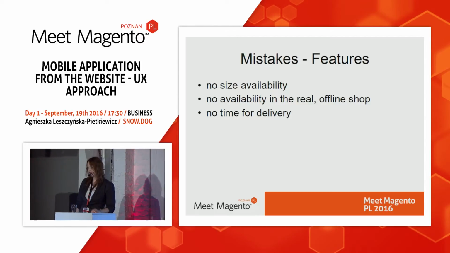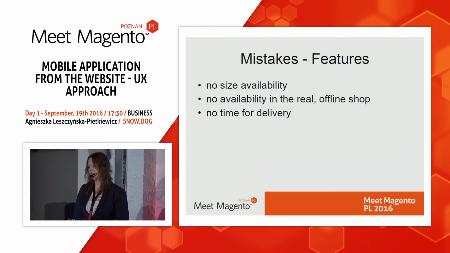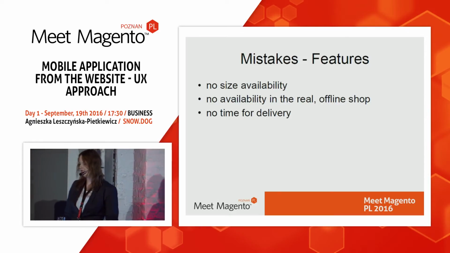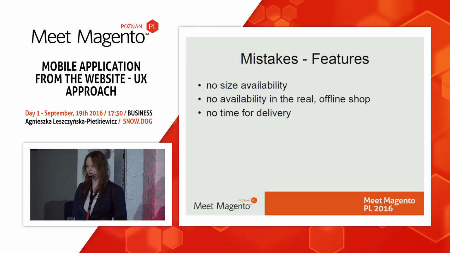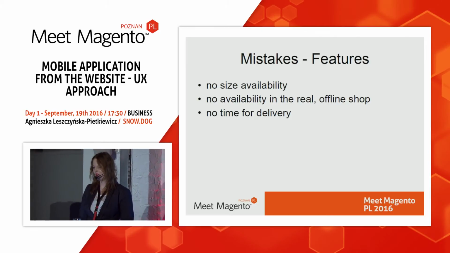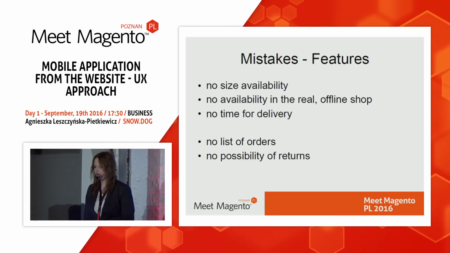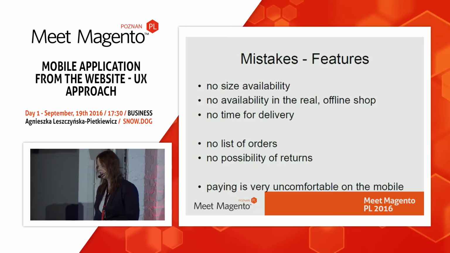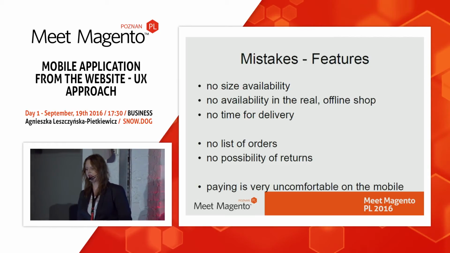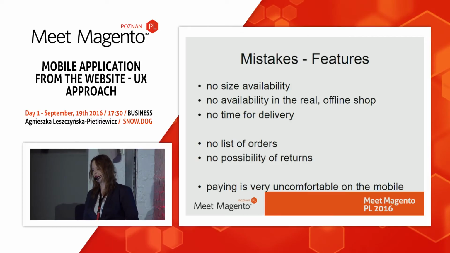Other smaller mistakes are, for example, no information about size, availability in the real offline shop, or no time for delivery. People should know this, but sometimes you forget about it in your app. There should also be a list of orders and the possibility of returns. It also happens that it's not there. And also, very important, paying is very uncomfortable on mobile. If you want people to buy via your application, you should really think about it. As I mentioned before, if you don't want your app only for searching for products, but also for buying, this is a core thing.